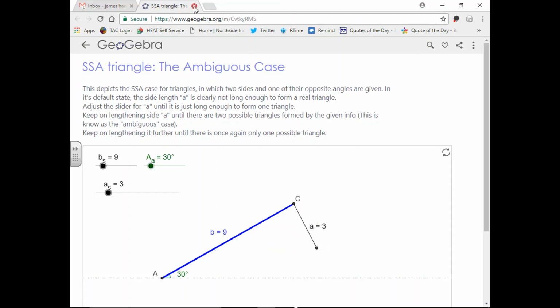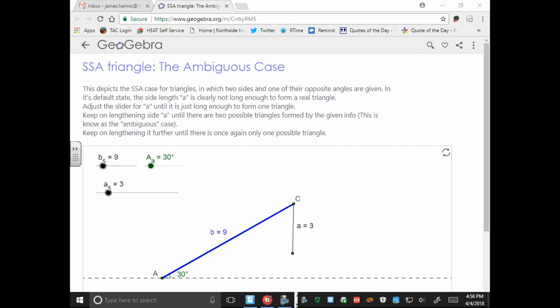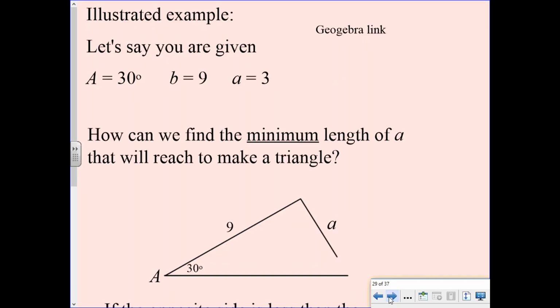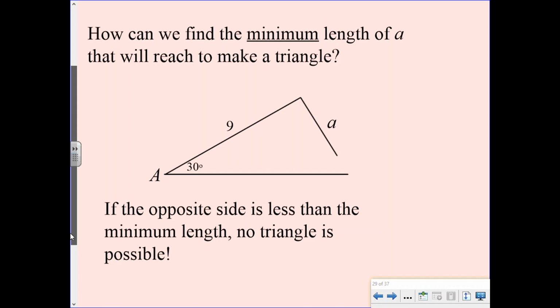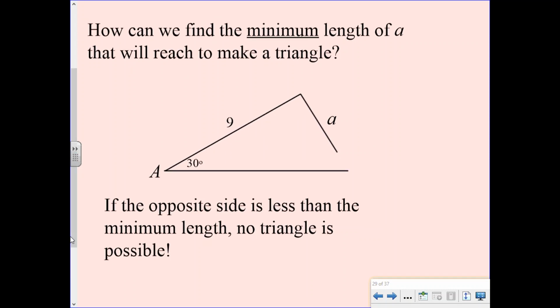So what I'm going to do is go back to my smartboard file here. And we need to figure out what can we do with this thing. What is the minimum length that A would have to be in order for it to make a triangle? Well, let's take a look. If I manipulate this, because what's the shortest distance between 2 points? It's a straight line, right? So the distance down to the bottom line would have to make a right angle. That's the shortest possible distance that it would be.